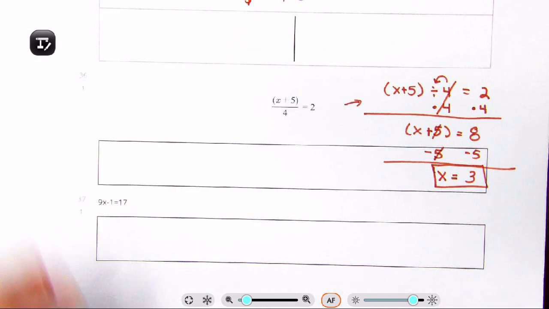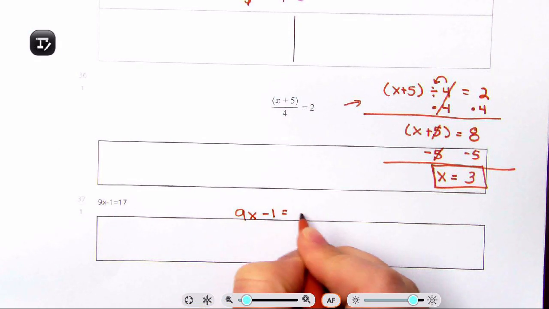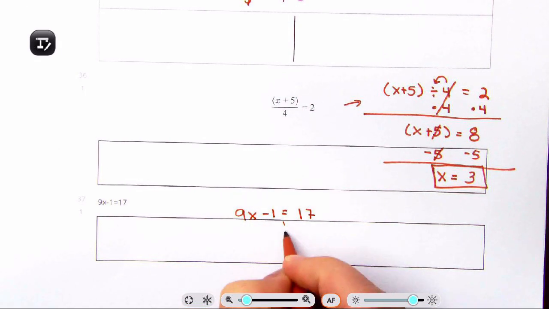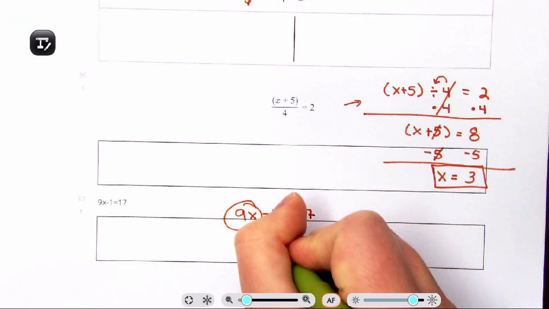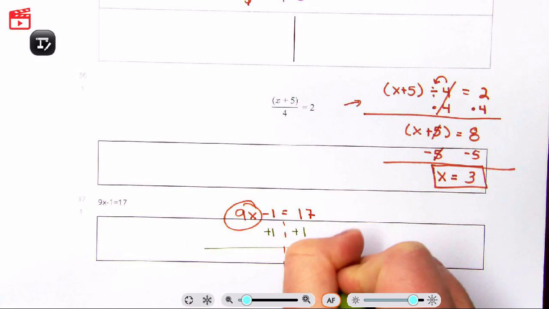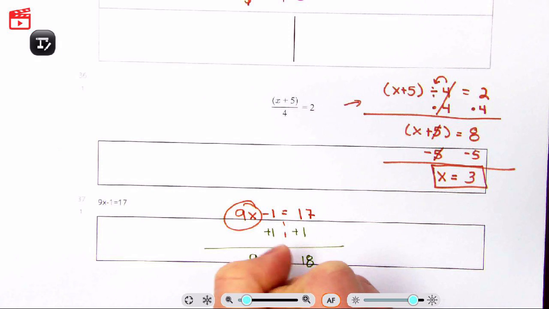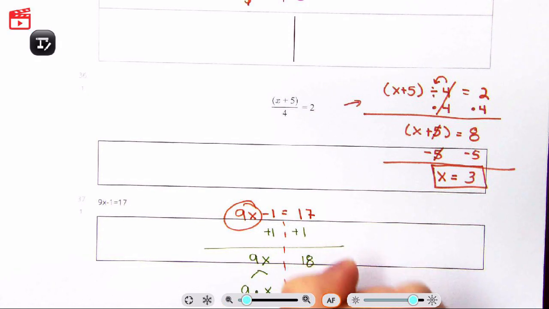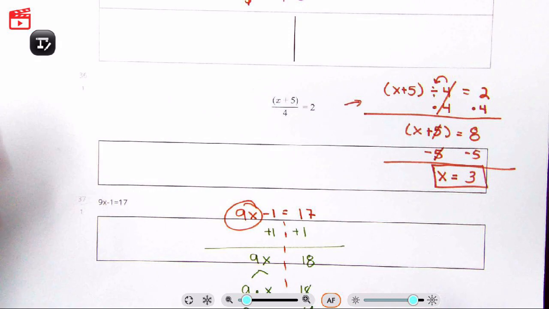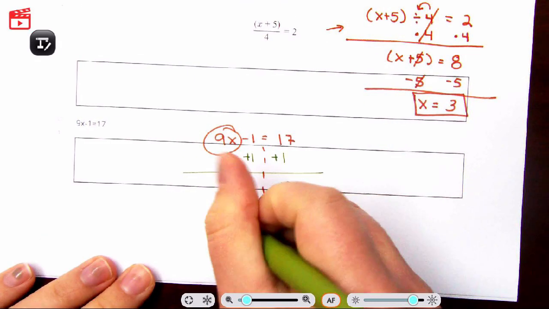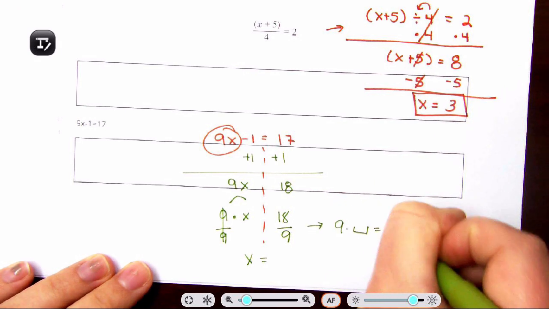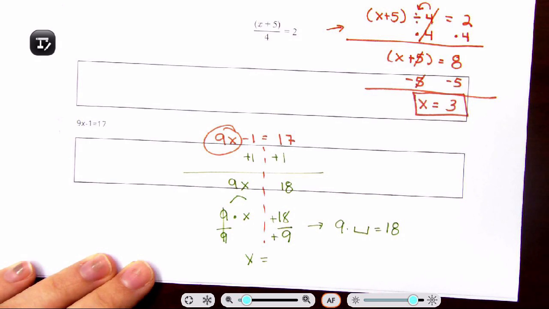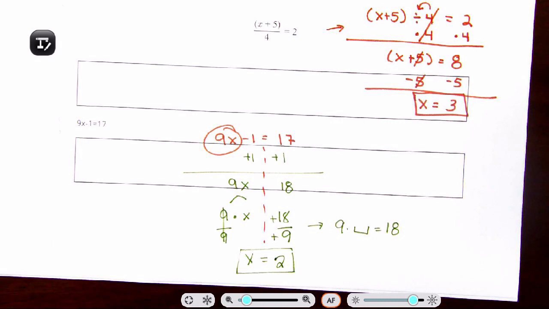And this one here says 9x minus 1 is equal to 17. Again, dotted line here. Here's my 9x. I'm going to add 1 to both sides. So I have 18 is equal to 9x. 9 and x are attached by multiplication. So we're going to undo that multiplication by dividing by 9. Whoop, you can't see, I apologize. So I have x is equal to, and this is 9 times what is equal to 18. These are the same sign, positives on both, so that means my answer will be positive. And 9 times 2 is equal to 18.